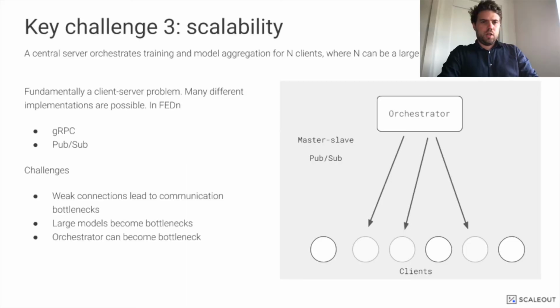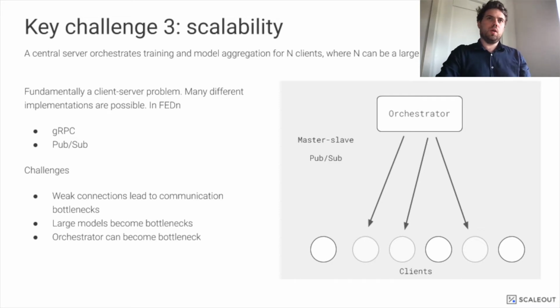So the challenge then in federated learning is to construct algorithms that make learning robust and efficient in this setting. The third challenge I wanted to touch upon is that of scalability. Obviously it's very important that a federated learning solution is highly scalable. The schemes that are most common in literature and that we have discussed up to this point rely on a central server that orchestrates training and aggregation for capital N clients, and capital N here can be a very large number. This is fundamentally a client-server problem.